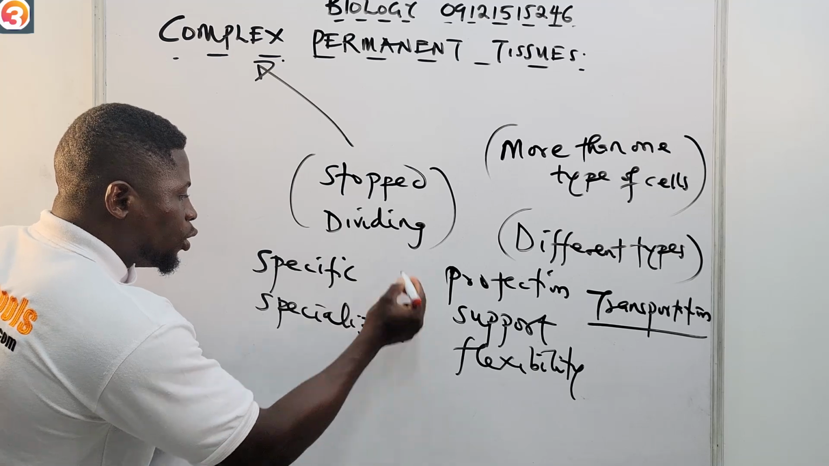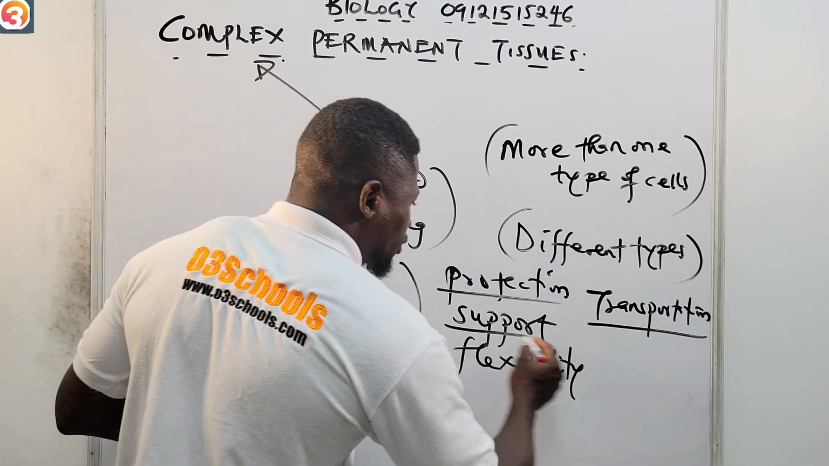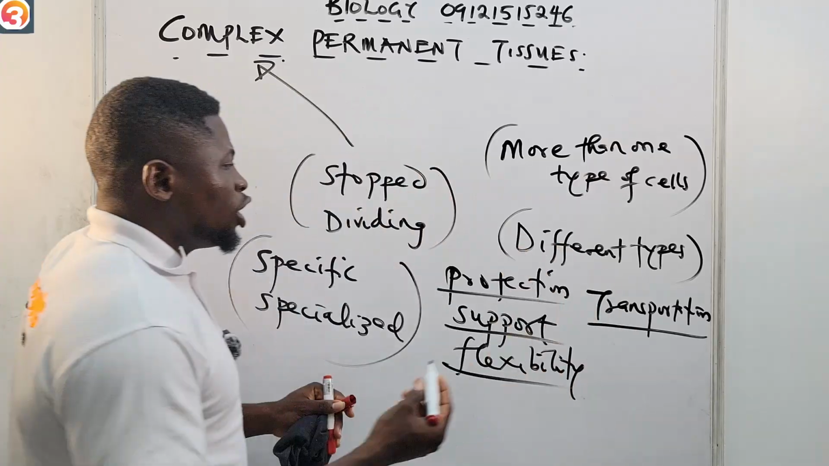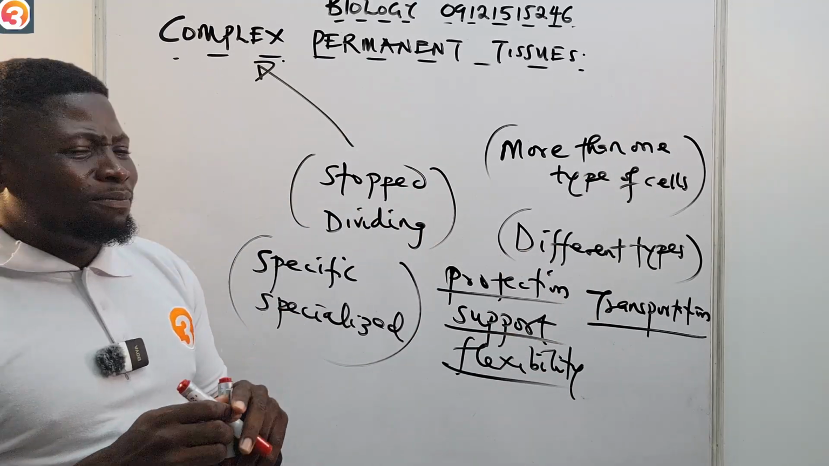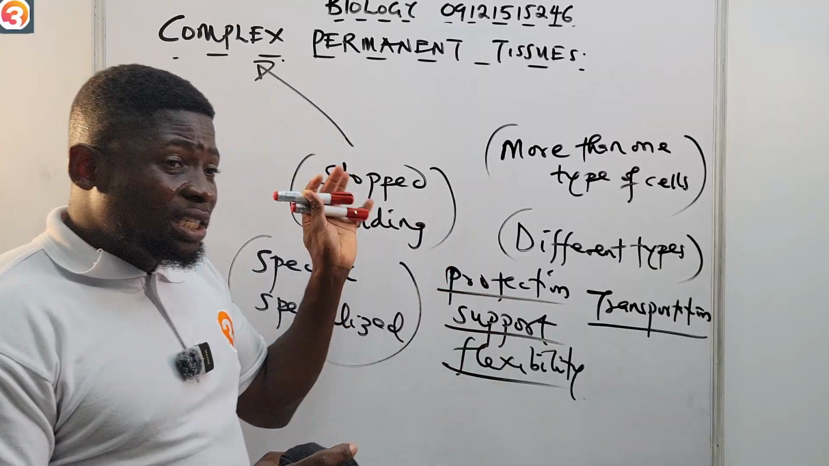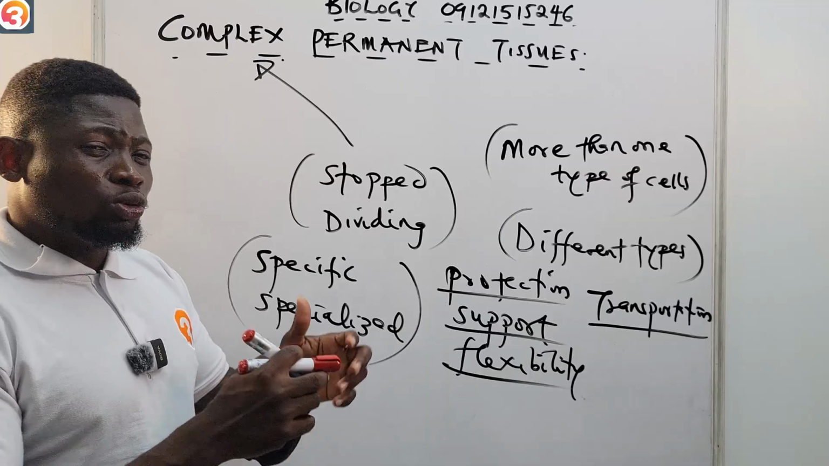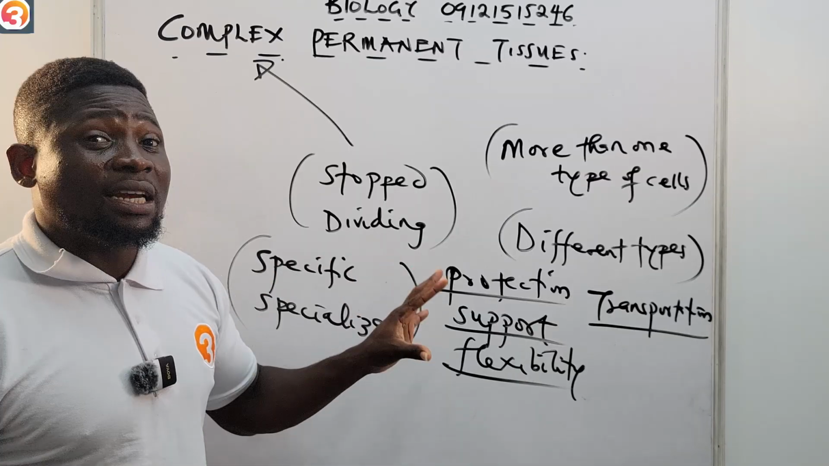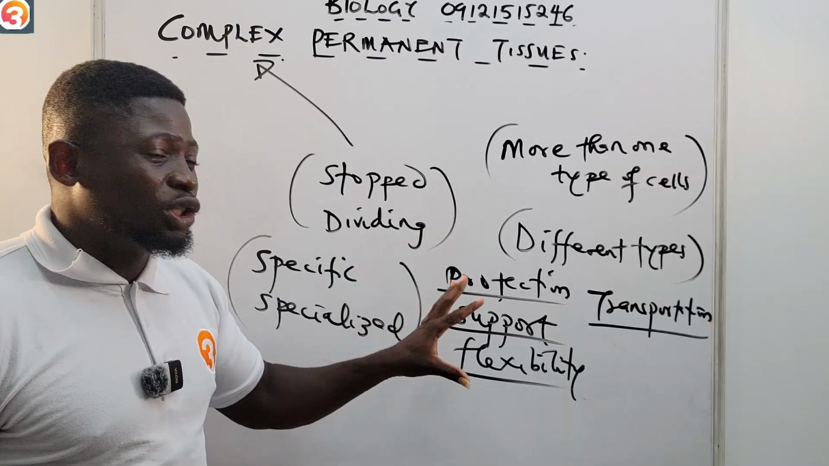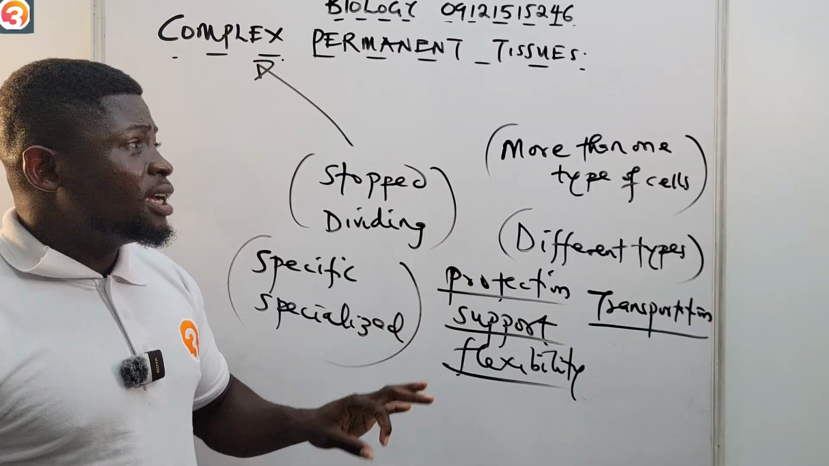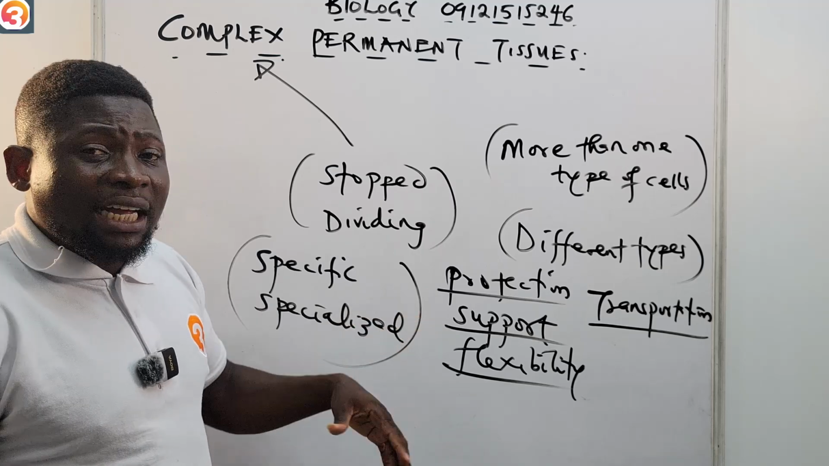So that's why some of them can choose to protect, some for support, some for flexibility, some to transport water and minerals. So that is what complex permanent tissue is. I'm sorry I'm hitting on it too much, but all these points I've made here are for you to note down because they are very important. These are strict exam questions. They are questions you can see in your exam. Complex permanent tissues stop dividing, they're already mature, and then they choose specialized roles.